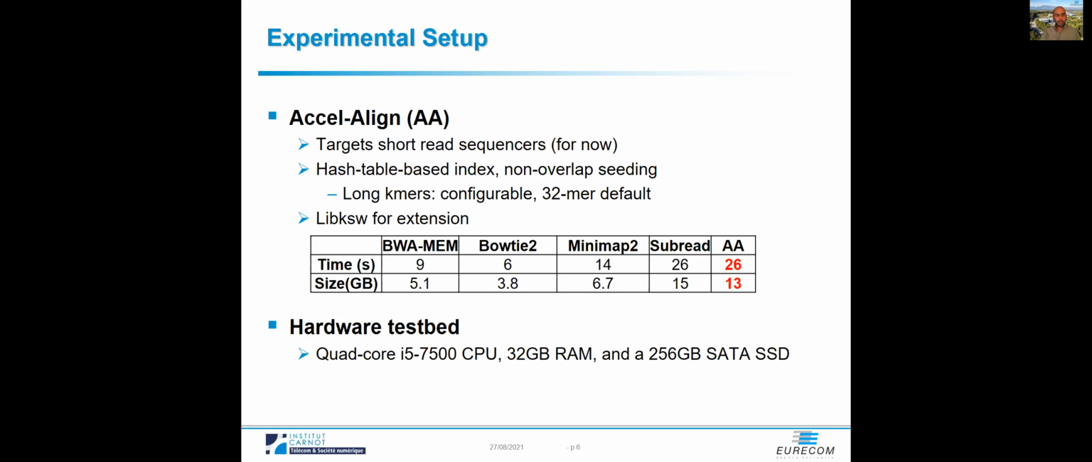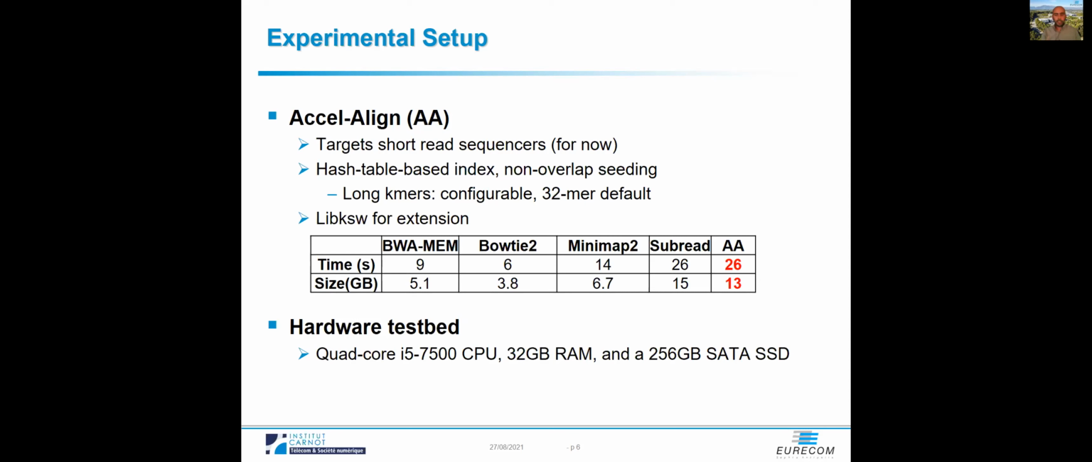We are using libksw for extension in Accel-Align, which is also used by BWA-MEM or Minimap. The table here shows you the time taken to compute the index and the size of the index. And I'm showing this here just so that you see that there is nothing special about it. So this is an offline computation phase, but the index size is about 13 gigabytes, which is about double the size of what Minimap or BWA-MEM generates, but it's not too bad.